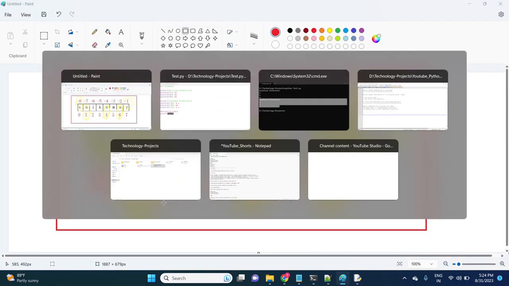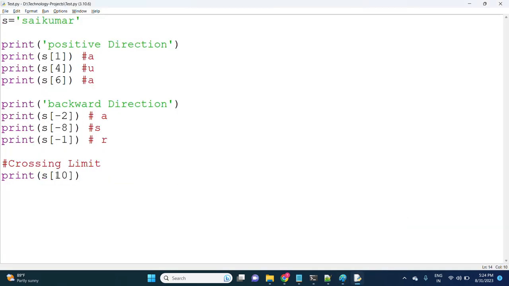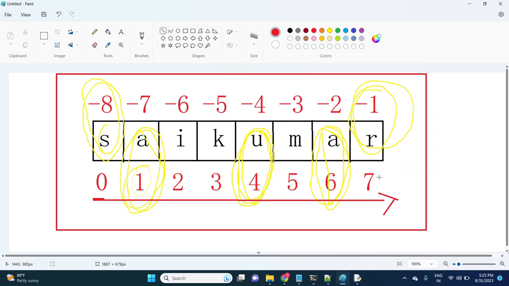But how many characters are there from starting to ending? Only 0 to 7 characters are there. But what character am I asking? The 10th character I'm asking. The 7th character is the last one, right? So when the 10th character is not there in the provided string, it is going to give you that error, index out of range error or index error. Now observe.